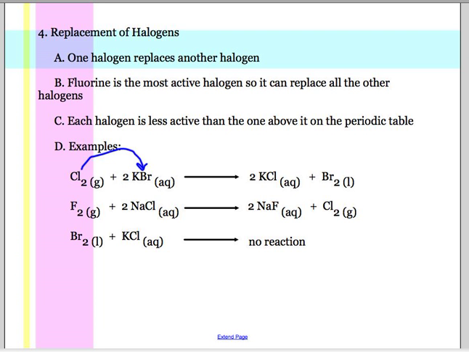When you do this, you still have to make sure that your positive ion goes first in the compound, your negative ion goes second in the compound. So you still follow all the normal rules. You just have to see if it actually happens.